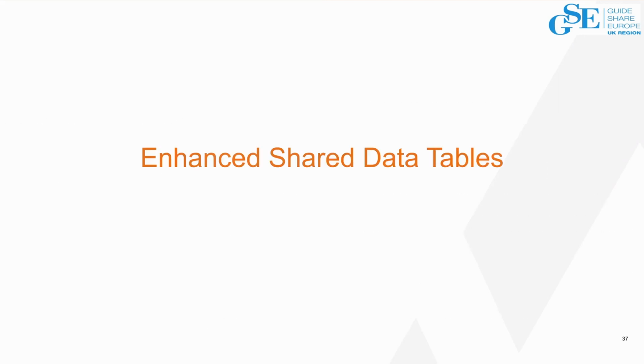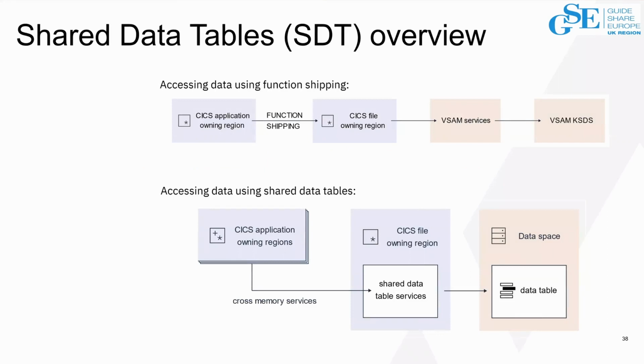So moving on again, shared data tables. We made some enhancements in 6.1 to do with the capacity for shared data tables. If you're not aware, here's a one-page summary of how shared data tables work. Of course we have the ability for local files, and of course you have the ability to function ship a file control request to an FOR, and the FOR will then access VSAM and access the KSDS, for example.